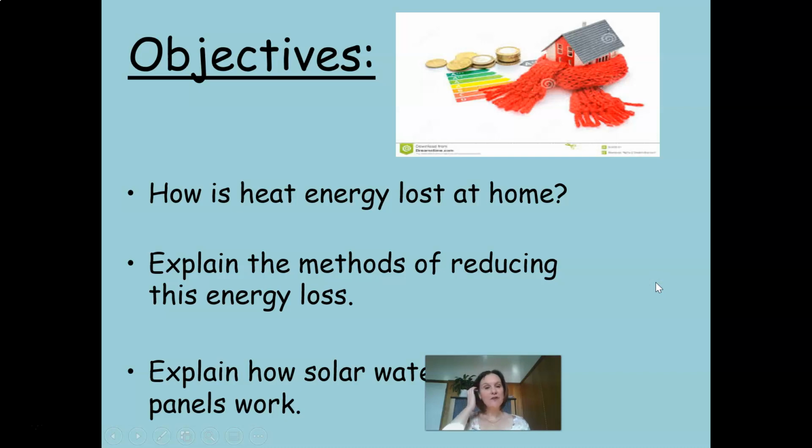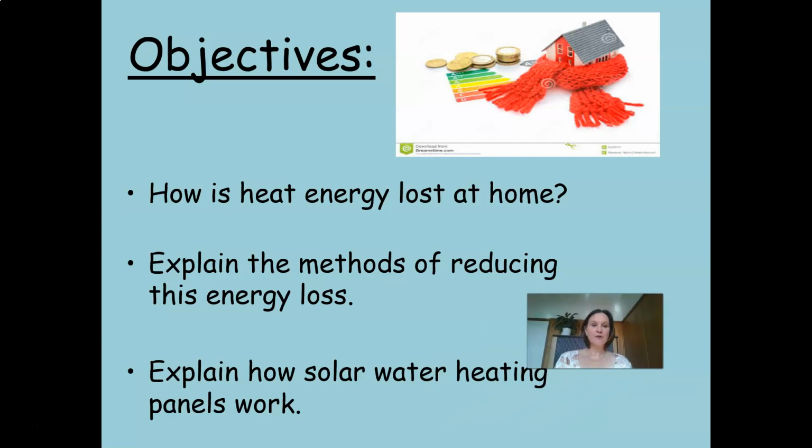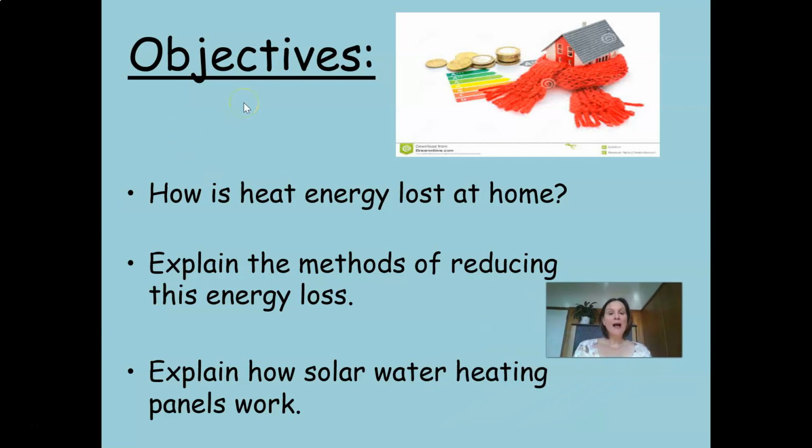So the objectives of our lesson today are as follows. Firstly, we want to know how heat energy is lost at home. We want to be able to explain the methods of reducing this energy loss in our homes and also to explain how solar water heating panels work.